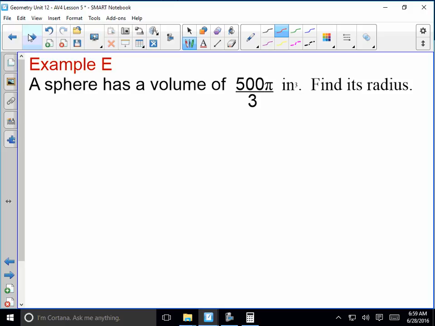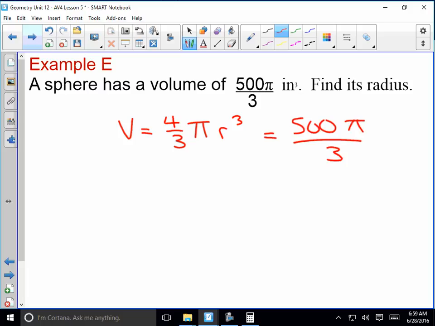Okay, now let's work this backwards. A sphere has a volume of 500 pi over 3 inches cubed. Now we need to find the radius. So once again, this is going to be a solving problem using our volume formula, 4/3 pi times radius cubed, and we're going to set that equal to 500 pi over 3.